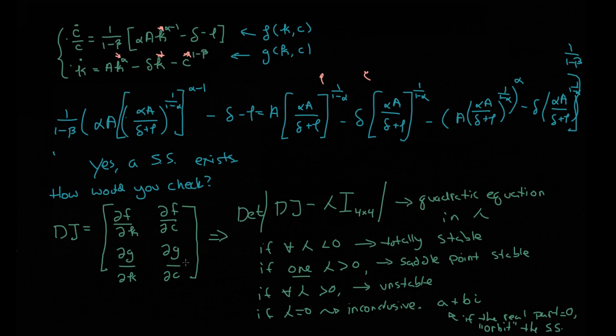So if she asks about checking system stability, this is the process. You want to build a Jacobian matrix of all the partial derivatives of both of these equations, taking the partial with respect to both of their inputs. Calculate the determinant of the Jacobian minus lambda times the identity, and then solve the quadratic equation for lambda, and then check the values. Yeah, so hopefully that helps.